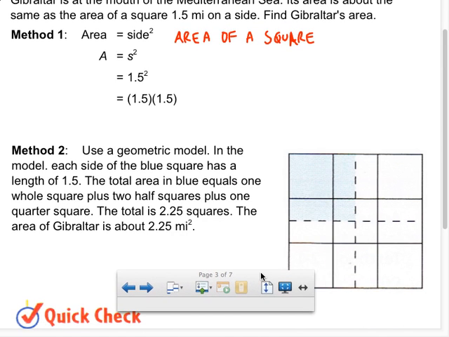Now, can somebody multiply this out for me really quickly? Actually, everybody multiply 1.5, 1 5/10 times 1 5/10.